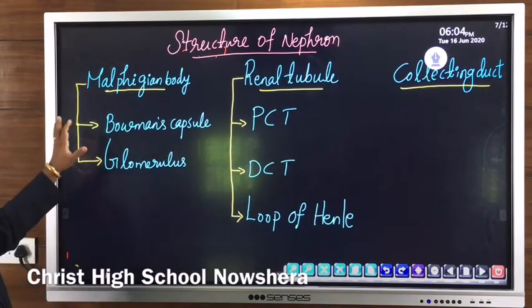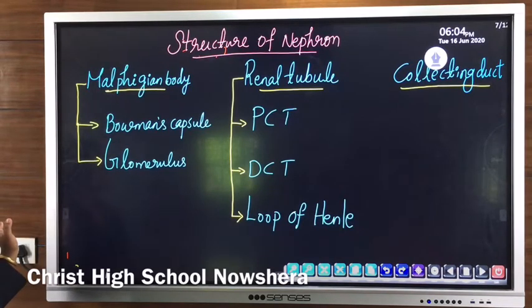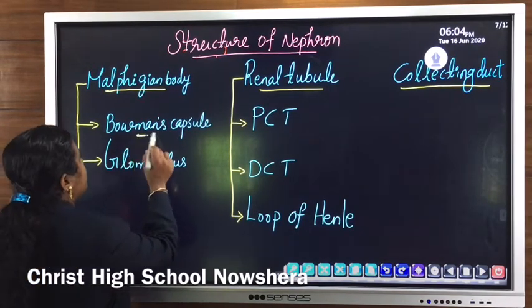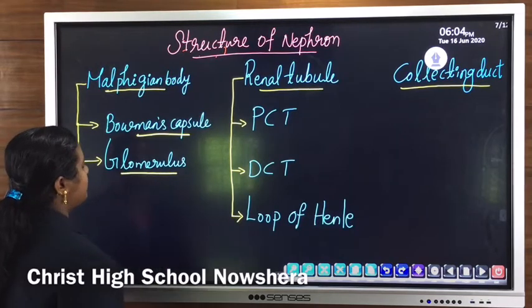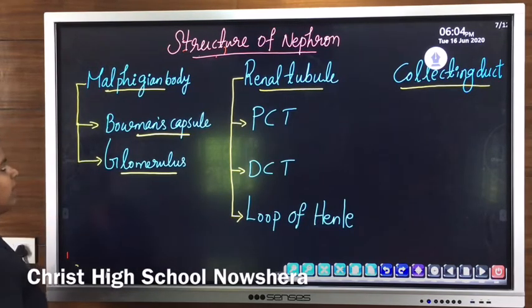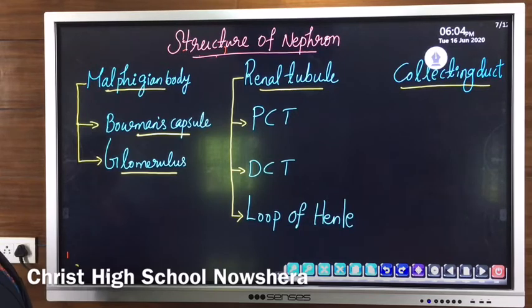The first part is the Malpighian body. The Malpighian body consists of two more parts, that is Bowman's capsule and glomerulus. So we can say that the Malpighian body of the nephron consists of Bowman's capsule.